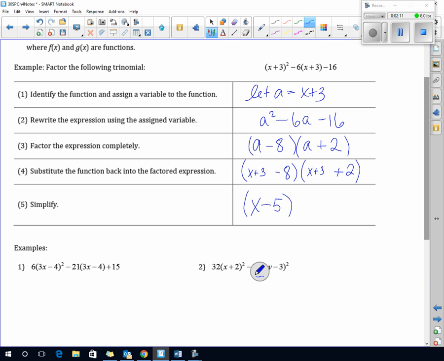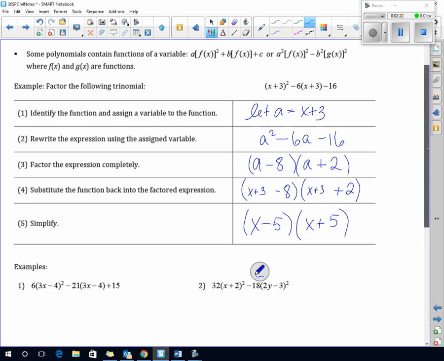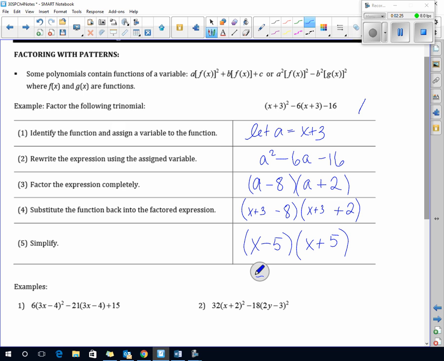And you might say, well, isn't it easier to multiply this out? Well, let's try that. What would we have to do here? That's why we wouldn't multiply it out, because we might multiply it wrong. This is a FOIL. So we get x² + 6x + 9. Then we get minus 6x minus 18, yes? And then minus 16.